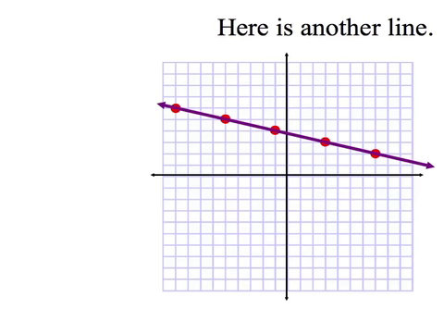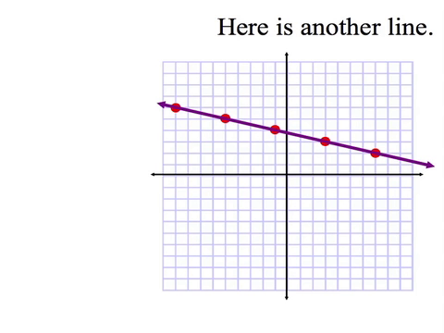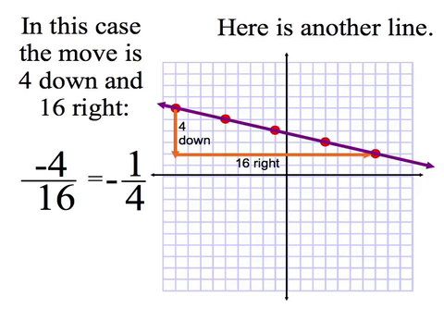It's time to look at a new line. Once again, we've marked points that have coordinates that are integers. We pick 2 points, and to get from the first point chosen to the second, 4 down, 16 to the right, -4 over 16, put in lowest terms, -1/4. So this line has a negative slope.